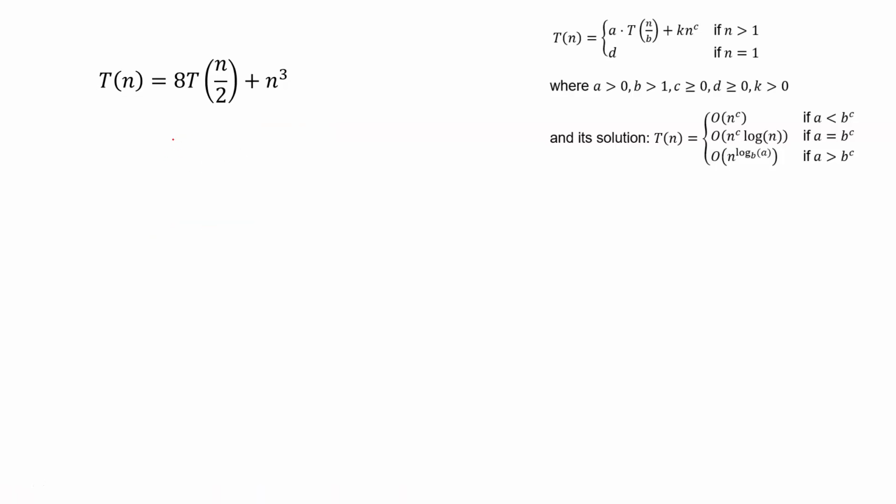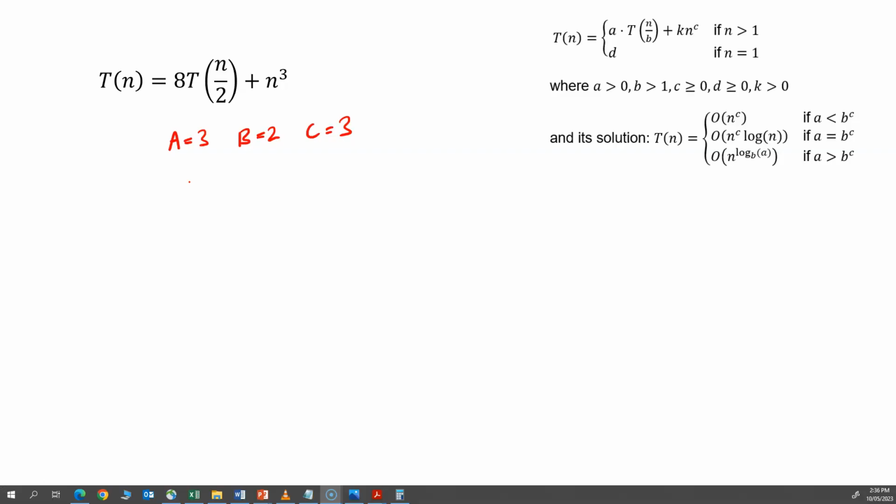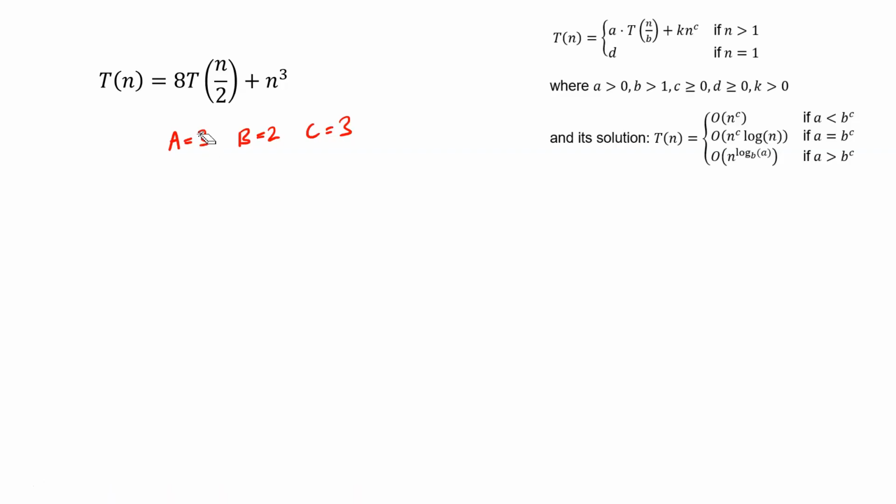Try this one yourself. We have A equals 8, B equals 2, C equals 3. We can see that A equals B to the power of C, case number 2. So we have big O of n to the power of C, so n cubed log n.